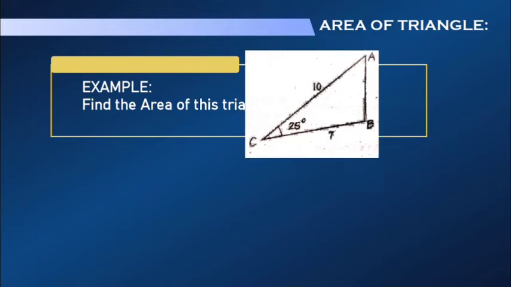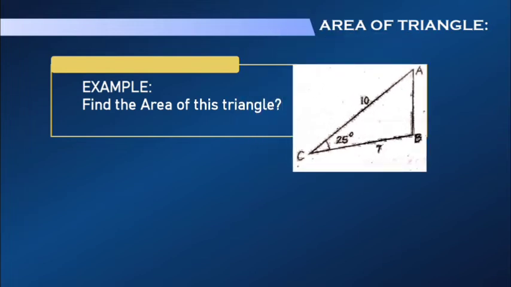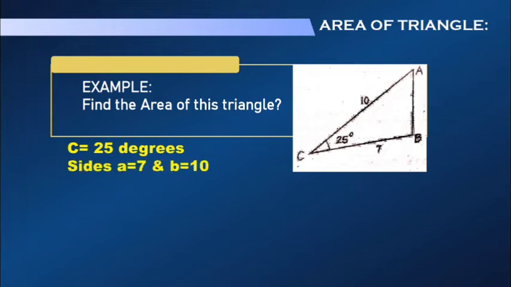Find the area of this triangle. We have here a triangle CAB, where angle C measures 25 degrees, side A measures 10, and B is 7. I'm sorry, I said the wrong value earlier.